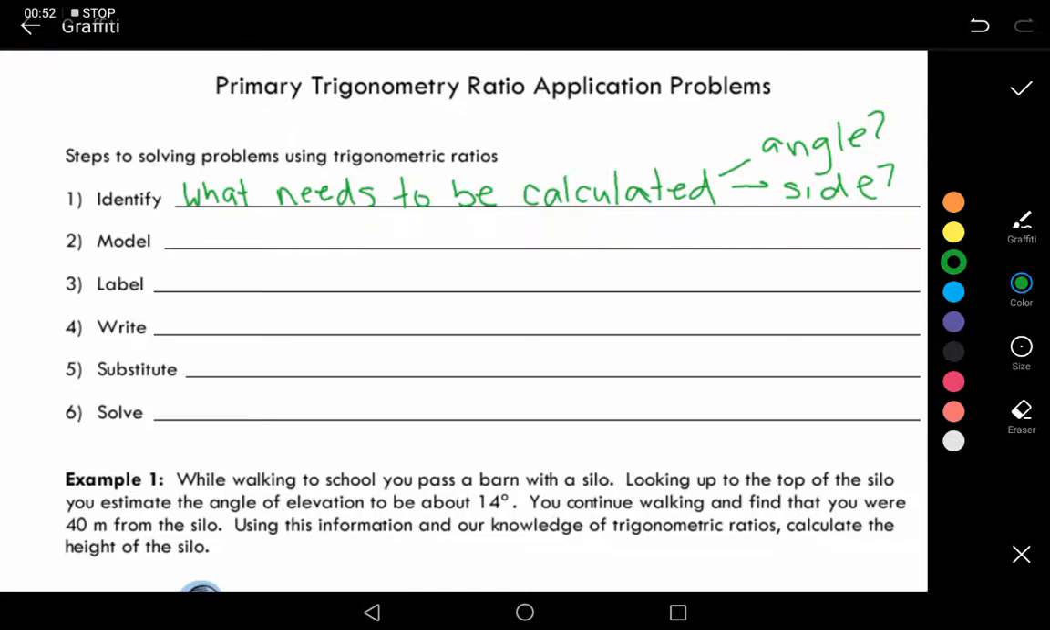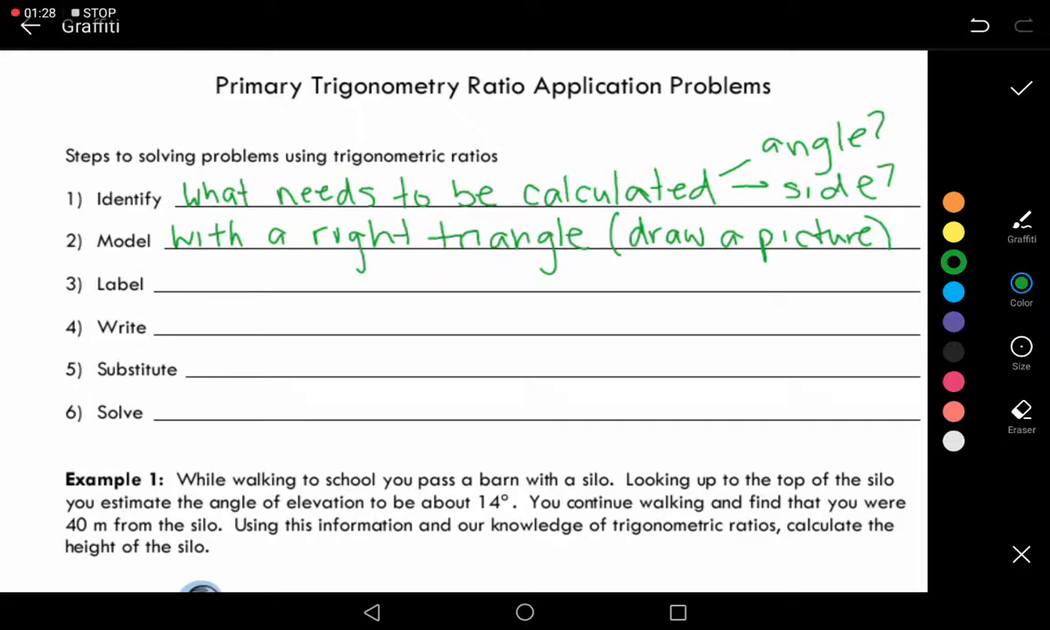Okay, once we've determined that, we need to model the problem with a right triangle. And we know it's going to be a right triangle because we can only use these trig ratios if we have a right triangle. So what model means essentially is just draw a picture. Okay, draw a little picture, a little diagram for yourself.